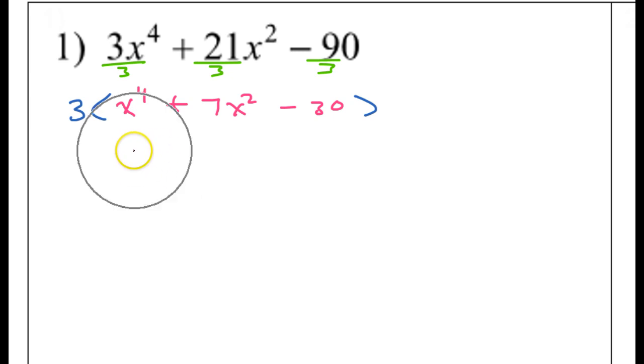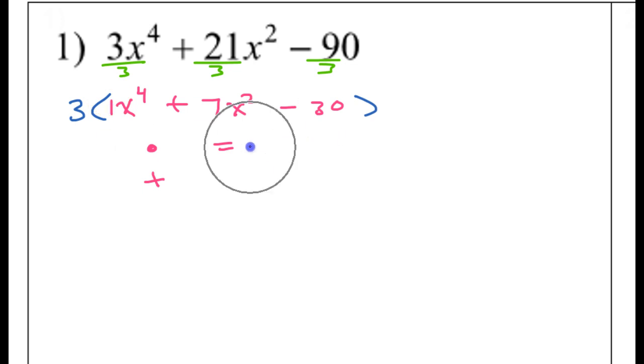And the key to the box method is you need a product and a sum. The product is going to be A times C, 1 times negative 30. So that's going to be negative 30. The sum is always the B value. So that's going to be 7. Now, off to the side, I'm going to make a list of all of the ways I can multiply to get 30, because of the product.